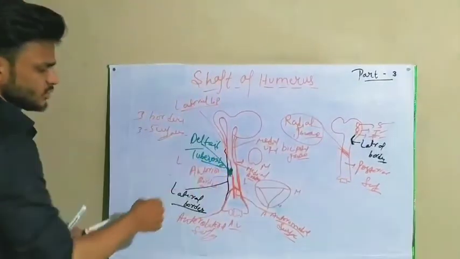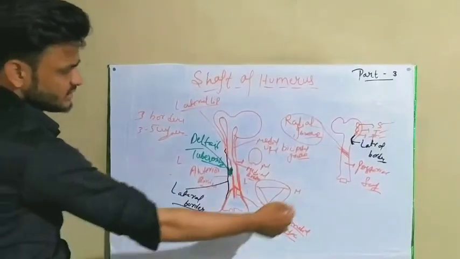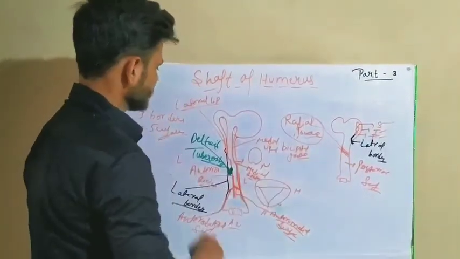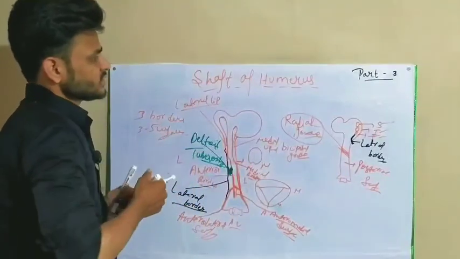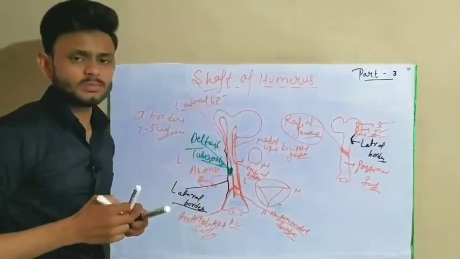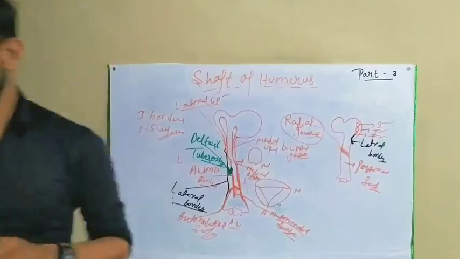This is our radial groove. This is our deltoid tuberosity on the anterolateral surface, and this is on the posterior surface. These are all about the shaft of the humerus, part 3. Thank you.